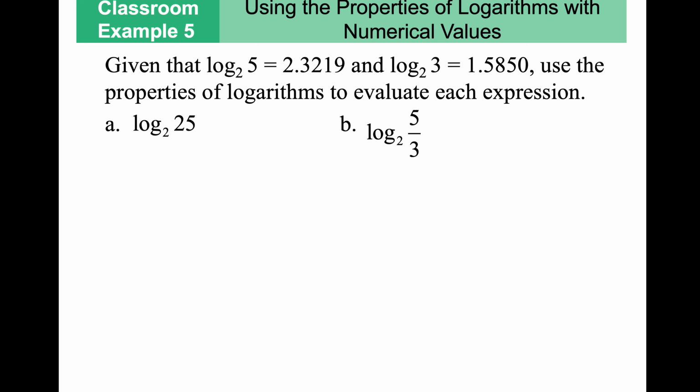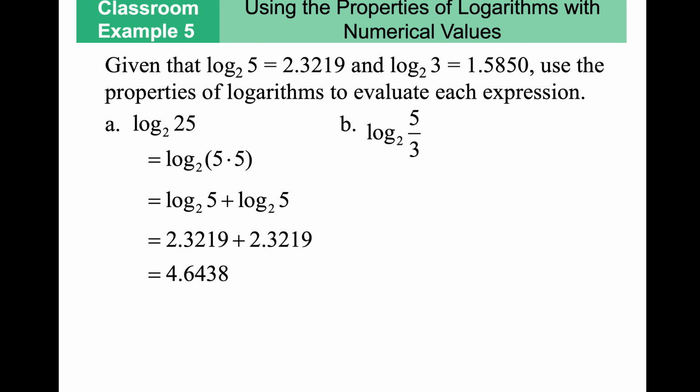Now I'm going to be given some information, and I'm going to use the property of logs to evaluate each expression. If I have log base 2 of 25, I know that log base 2 of 5 is 2.312. So if I write that as 5 times 5, then I'm going to be able to make that log base 2 of 5 plus log base 2 of 5 using that log property, and I can add my sums together to get an answer.